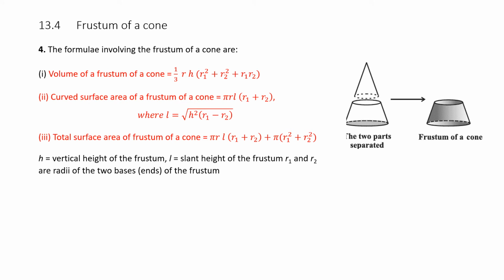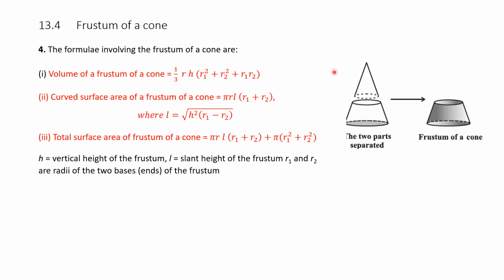Now let us study the frustum of a cone. As I said earlier, when we remove the top portion of the cone, the bottom portion is called the frustum of a cone. In the figure on the left side, this is a full cone and we have cut it off at this point and the bottom remains. So here we have divided the cone into two parts and the bottom portion is called the frustum of a cone.